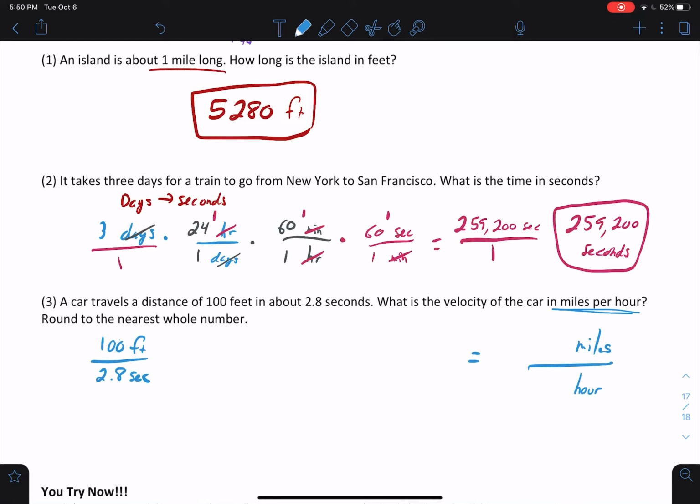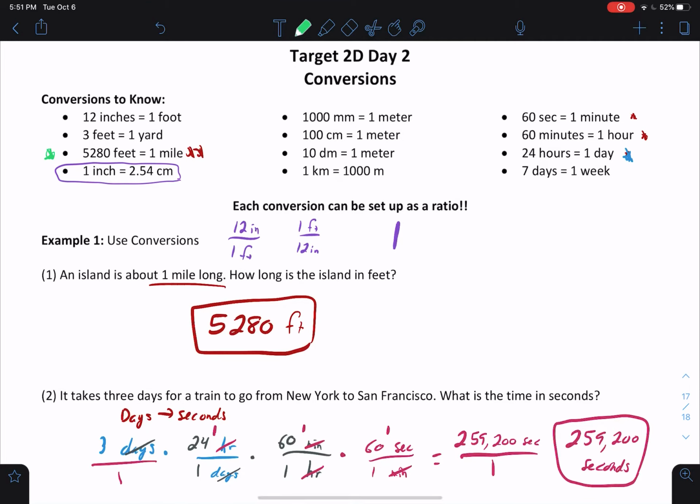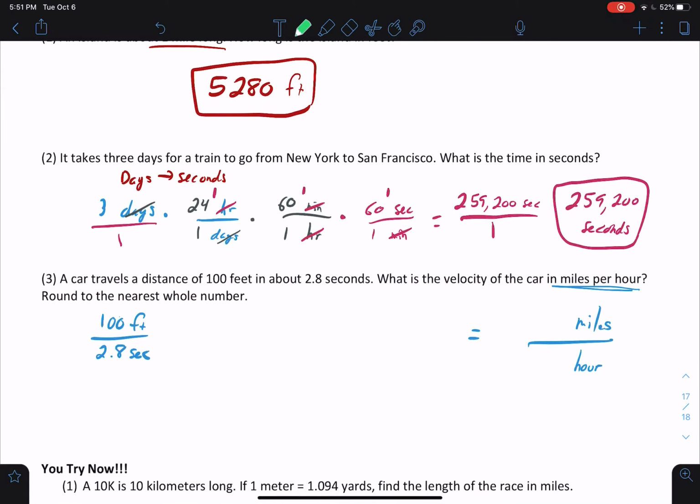Okay? So I've got a couple different conversions I need to do here. I need feet to become miles, and I need seconds to become hours. So what conversion can we do to make feet become miles? Well, I know there are 5,280 feet in 1 mile. Now, our end answer has miles in the numerator, so miles needs to be in the numerator, and feet need to be in the denominator so that the feet cancel. All right, there is 1 mile in 5,280 feet. So that's the way I'm going to set up that ratio.